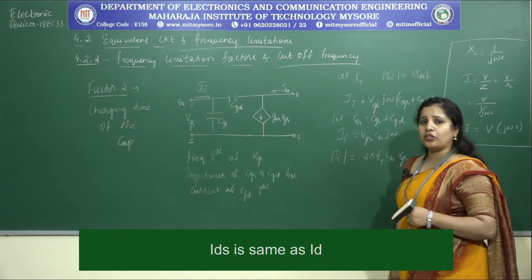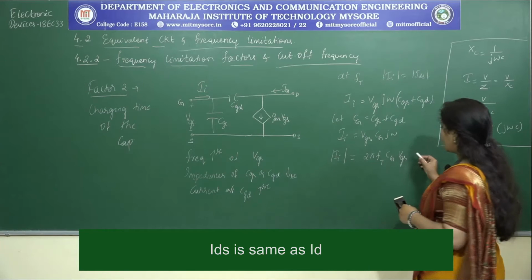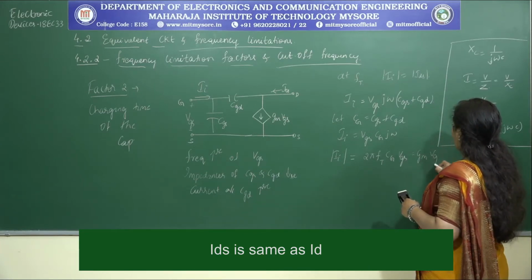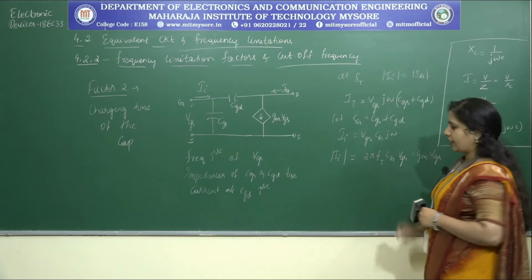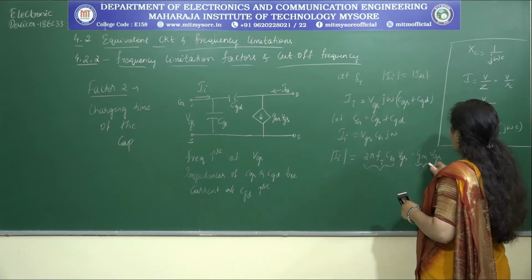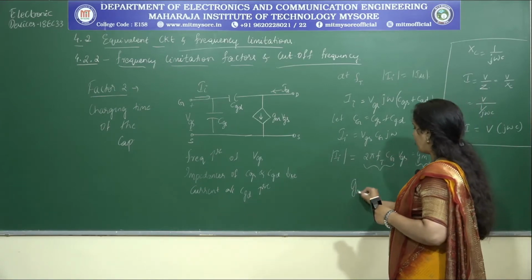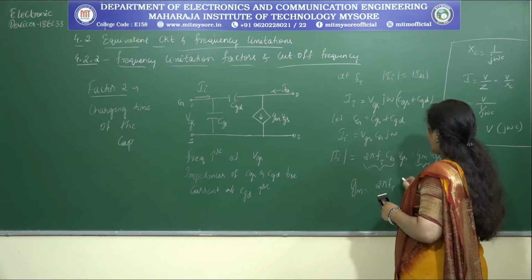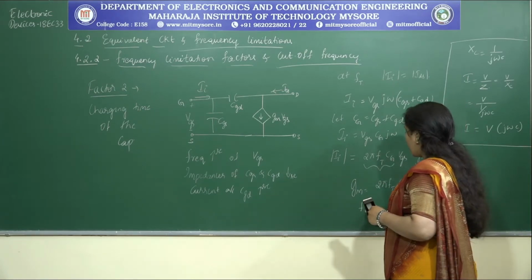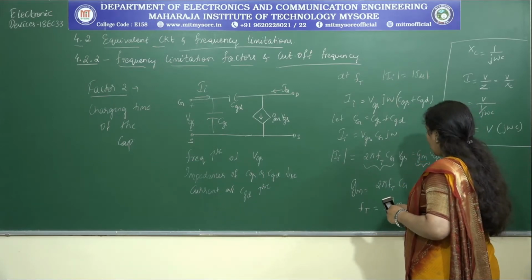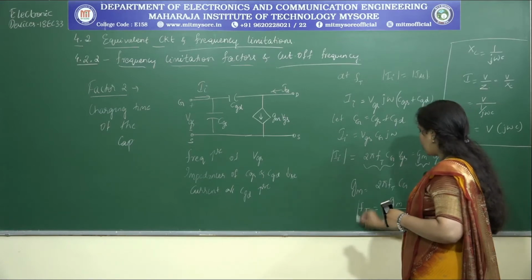It is nothing but equal to Gm into Vgs under certain conditions. So, I will just write it as Gm into Vgs. This is nothing but the output current. Done. Now, out of these two, when I compare, what can I write my Gm to be equal to? It can be written as 2 pi into ft into Cg. Therefore, how can I get the equation for ft? Ft can be written as Gm divided by 2 into pi into Cg.